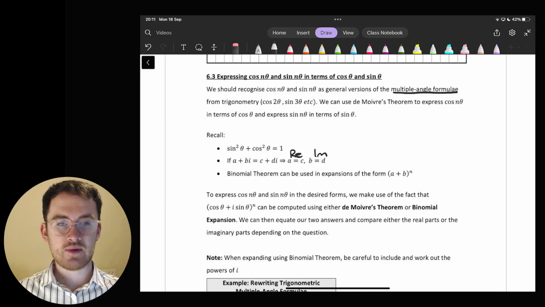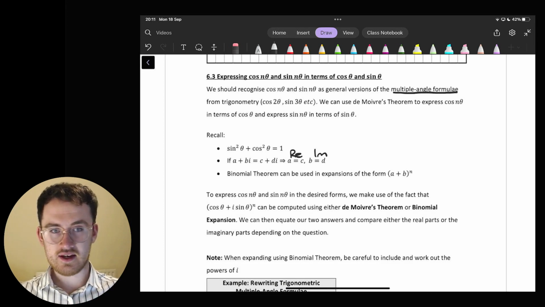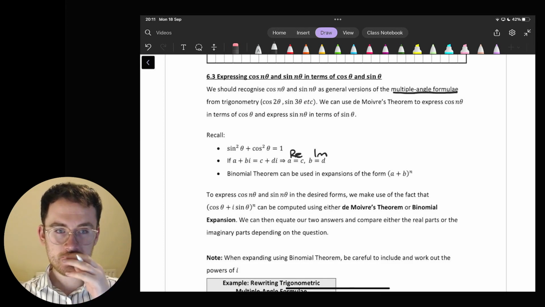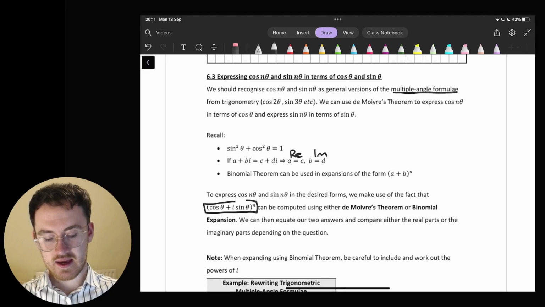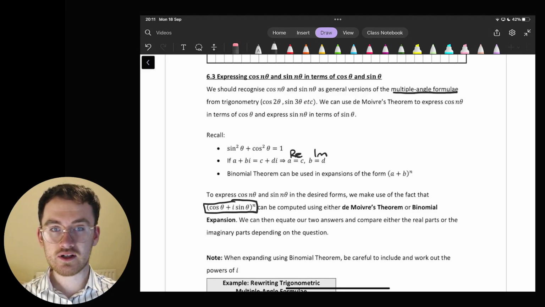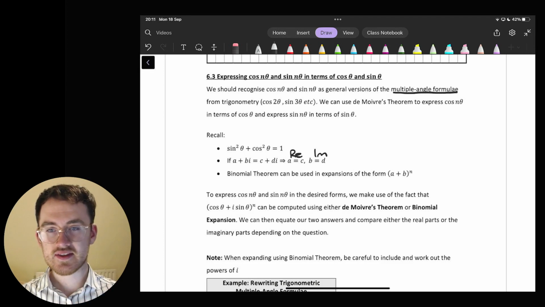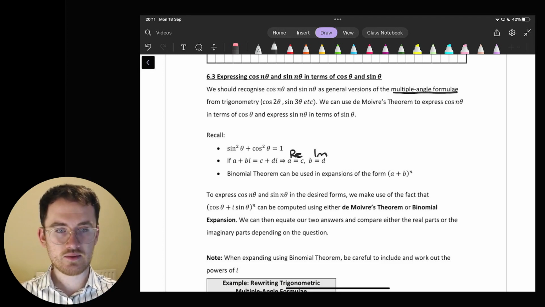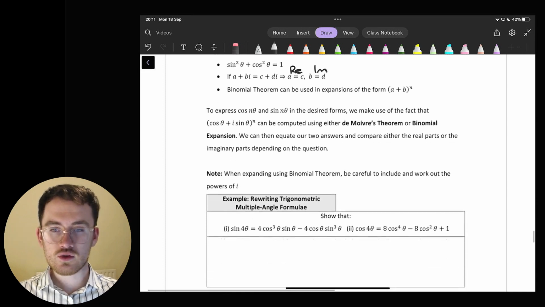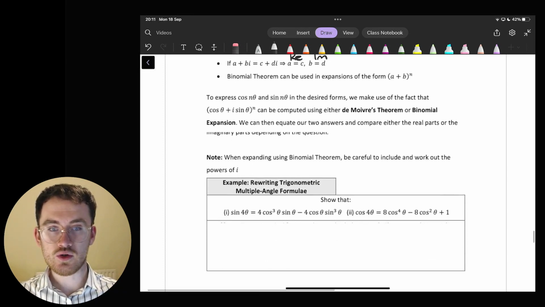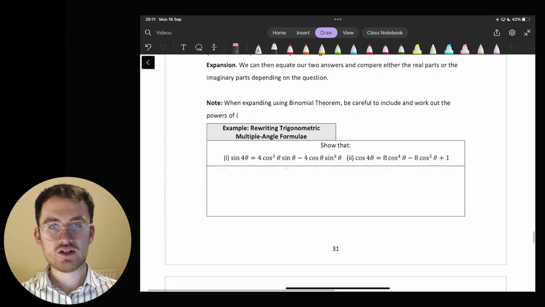So if we want to express cosine n theta or sine n theta in whatever form they've asked us for, we have to use the fact that we can compute something like this by using De Moivre's theorem or the binomial theorem. And either way that we do it, because we have two ways, they should give us the same answer. Even though we have two methods, it couldn't make sense that we could do it two different ways and get two different answers. It's two different methods to the same end result. So what we're going to do is do it each of those ways, and then equate our two answers and use that to prove the identities that we're looking for. So let's just see how that works.